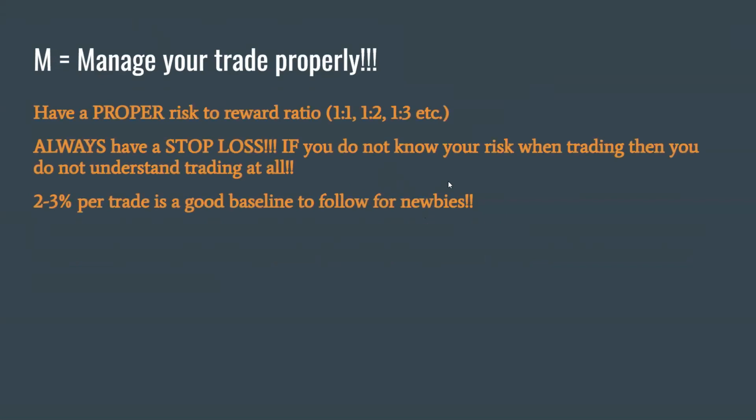Have a proper risk to reward ratio. 1-to-1, 1-to-2, 1-to-3. This is basic stuff, y'all. I tell you guys, always have a good risk to reward. This is something that I didn't learn for my first few years of trading. Sometimes it'd be a 1-to-2, sometimes a 1-to-3, sometimes I'd be risking 30 pips to make 10. I didn't really have a consistency as far as my risk reward ratios.